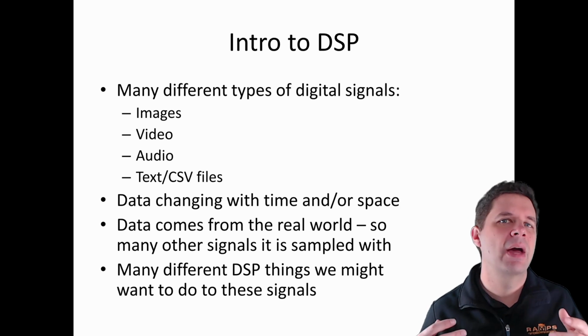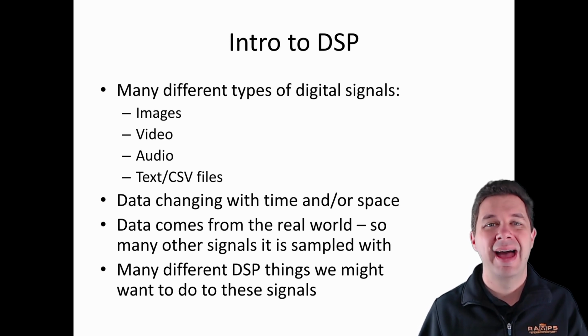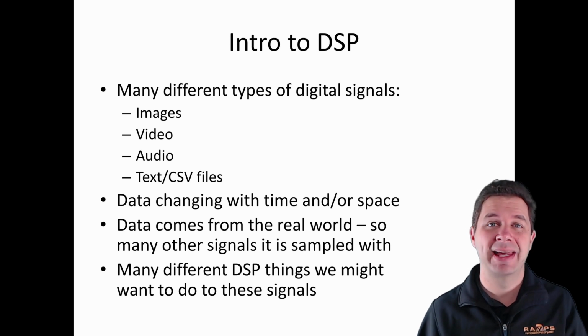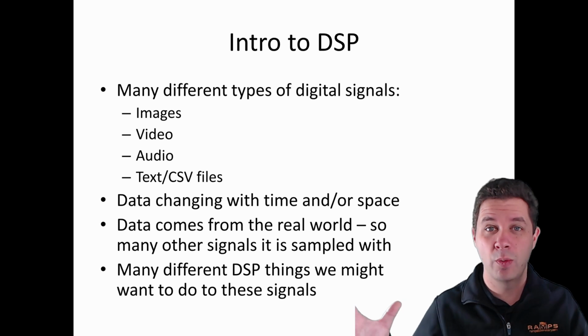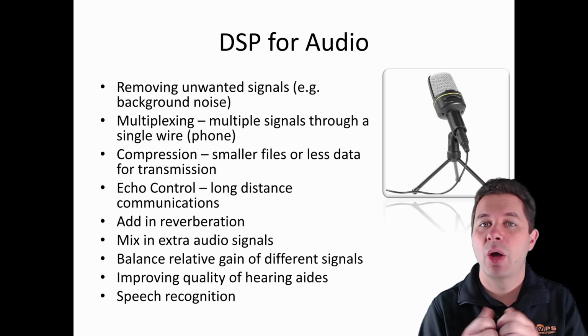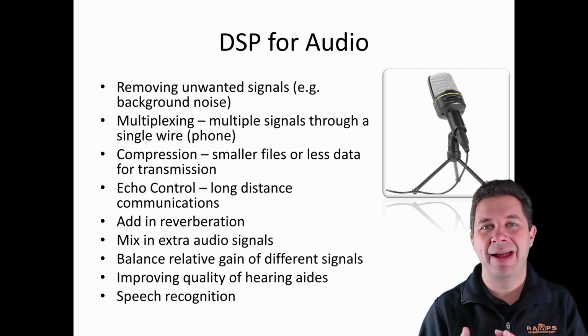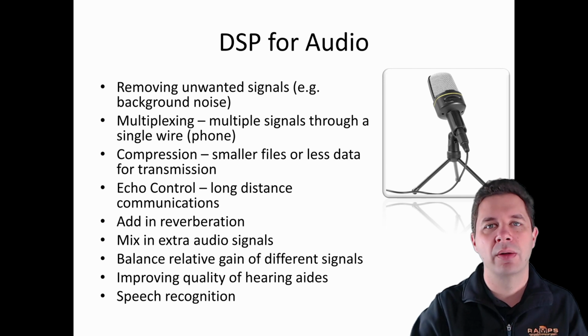Now, this data is coming from the real world, so it won't be perfectly clean. As much as we might like to, we're not just sampling a single signal. There's lots of signals out there, and lots of signals that we'll be getting in with the thing that we're actually trying to sample. And so one of the key roles in DSP is trying to get rid of these other signals that we don't want and to focus on the signal that we do want.